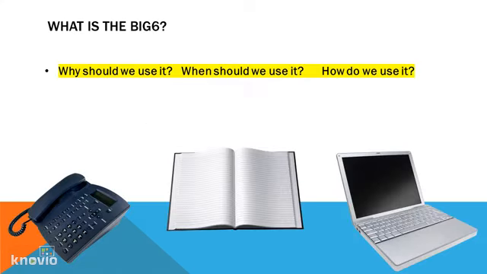The Big 6 is a research model that was created to help learners of all ages systematically and effectively gather information. It contains 6 different steps that, if followed, will allow you to break down the research process into obtainable steps that follow a logical order. Some essential questions that we have for this lesson are: why should we use Big 6? When should we use Big 6? And how do we use the Big 6?